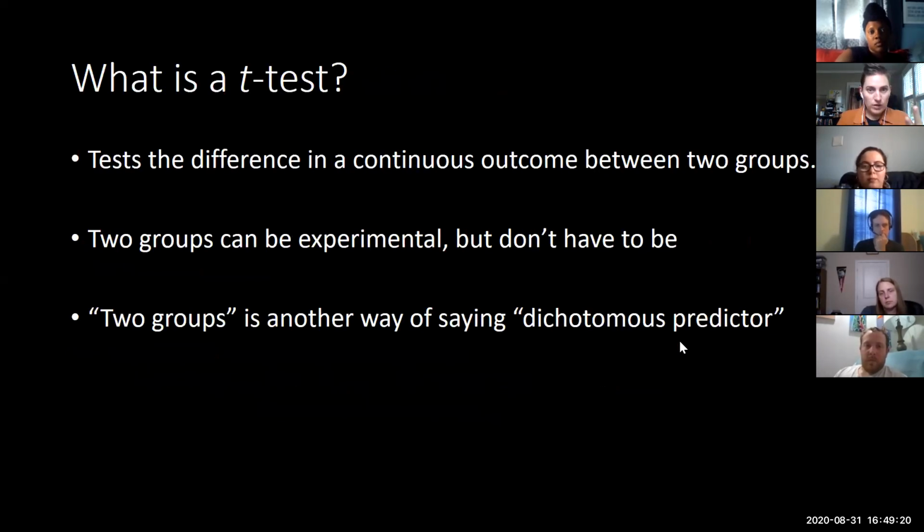All right, so you're all familiar with a t-test. A t-test tests the difference in a continuous outcome between 2 groups. Your 2 groups can be experimental, that may have been how you learned it, but they don't have to be. They can be any kind of 2 groups that you can come up with. Freshmen and sophomores, for example. 2 groups is another way of saying dichotomous predictor. Dichotomous means 2 options. Predictor, in this case, is just what you're using to predict the outcome, or an independent variable.